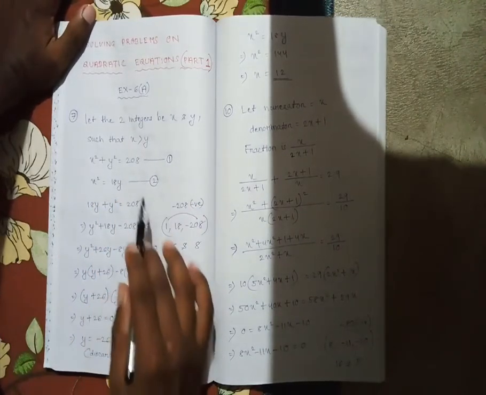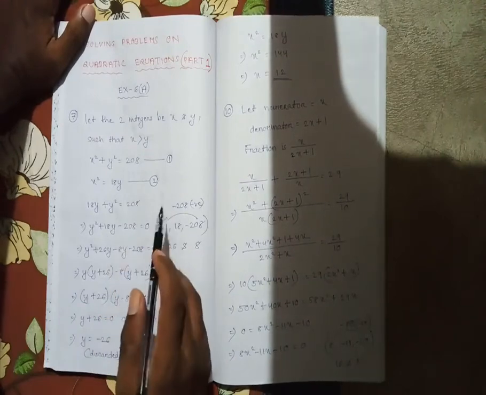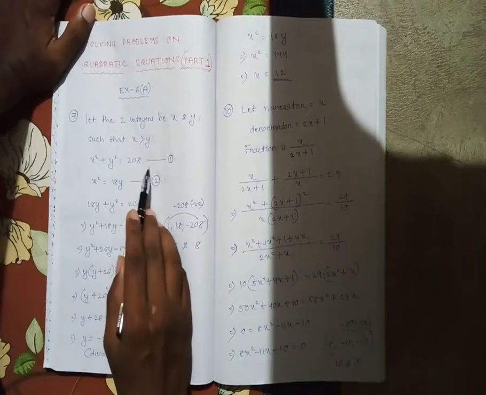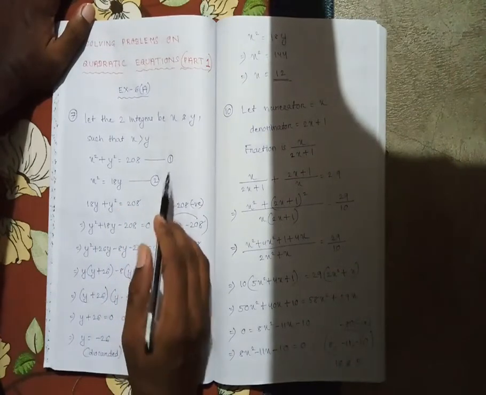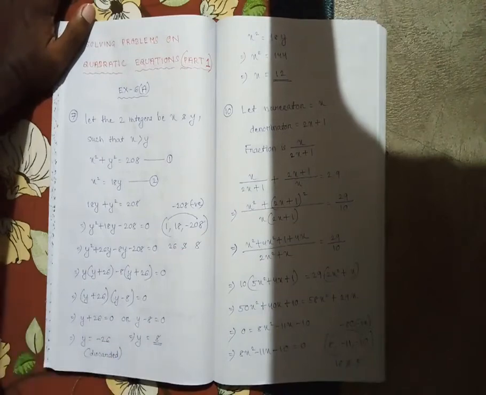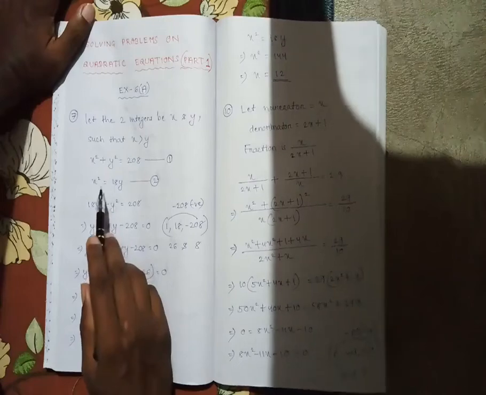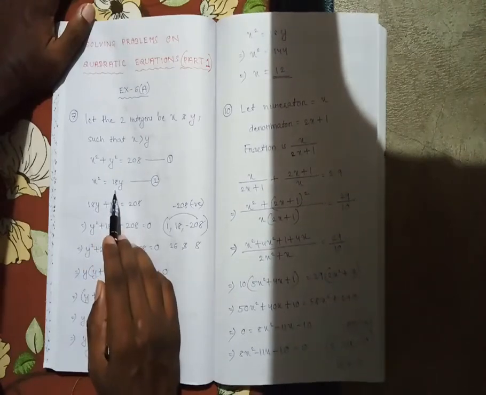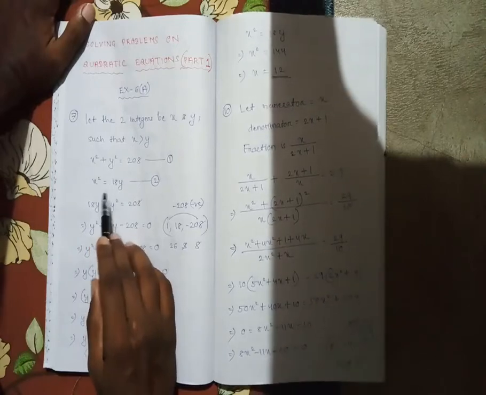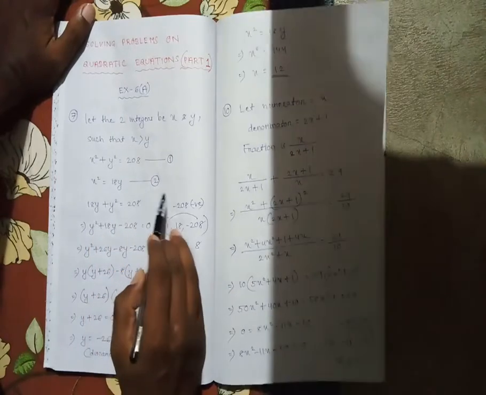According to the question, the sum of the squares is 208, so I have written x square plus y square is equal to 208. Let it be equation 1. One more clue is given in the question, that the square of the larger number, so the larger number is x, x square is equal to 18 times the smaller number, that is y. So x square is equal to 18y. Let it be equation 2.